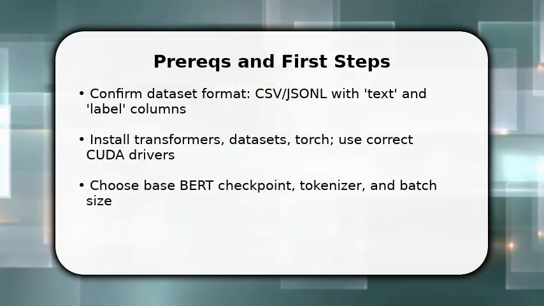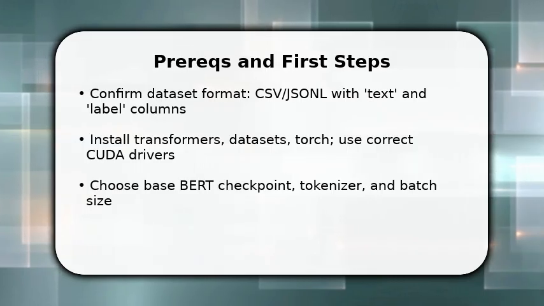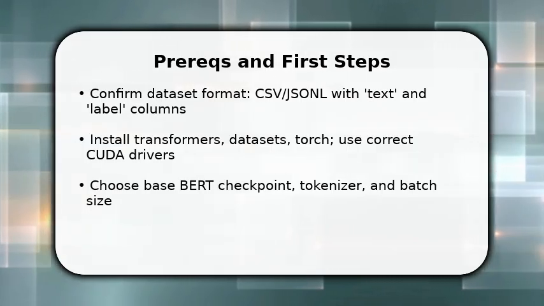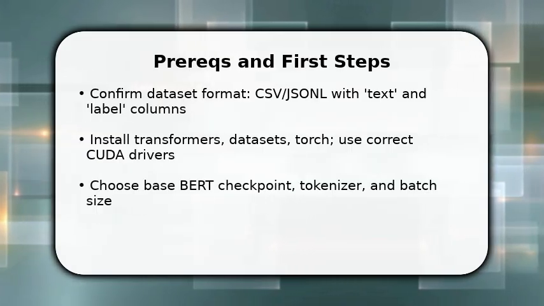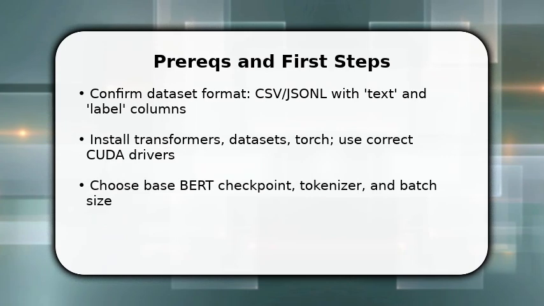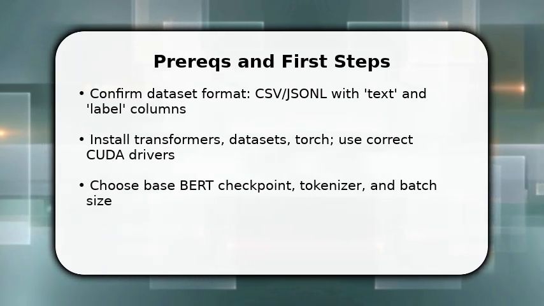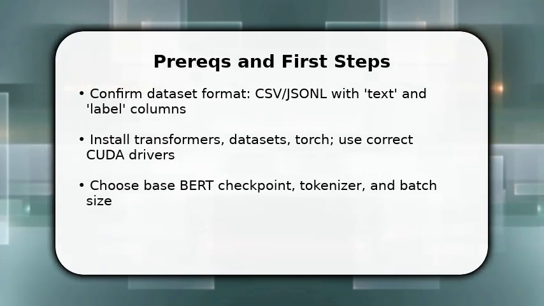Next, initialize the tokenizer and dataset loader, mapping raw text to token IDs and attention masks. Make sure to set max length and padding strategy early. Then create train/validation splits and a data loader with an appropriate batch size to begin fine-tuning.